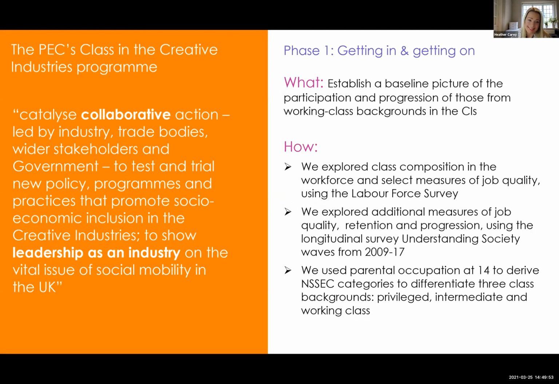And this is the premise of the programme we're leading on class and social mobility in the creative industries. So if we can move to the next slide, thank you, super slick. So the overarching aim of this programme is ambitious. We are absolutely seeking to catalyse collaborative action by industry and government and stakeholders to enhance socio-economic diversity in the creative industries. So really, really ambitious.